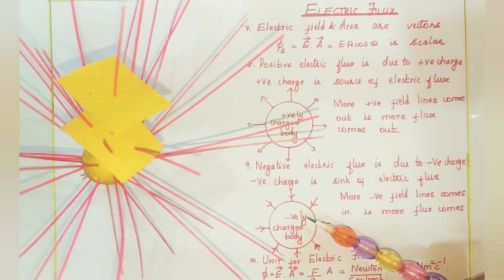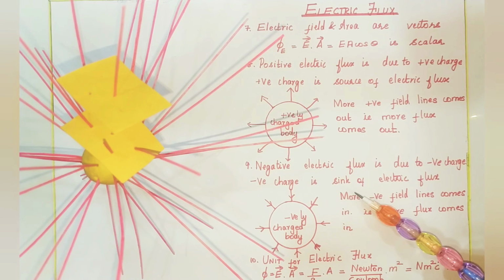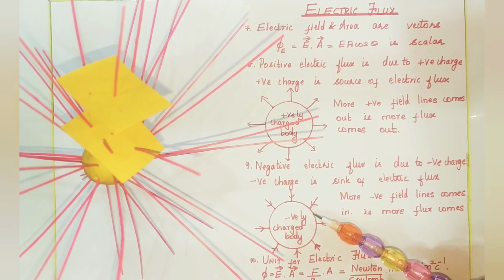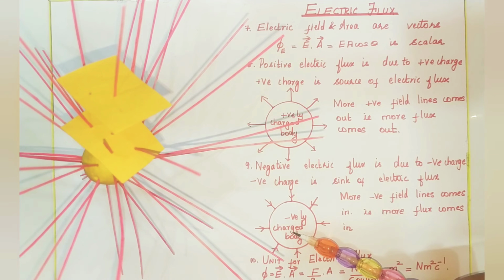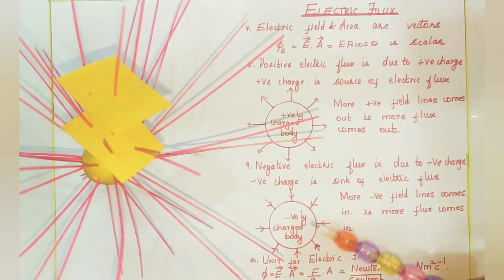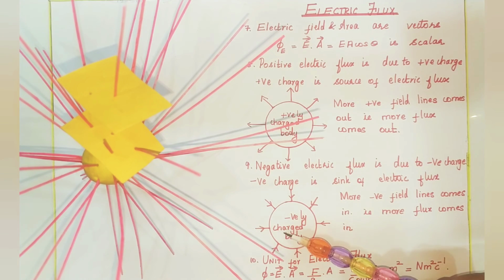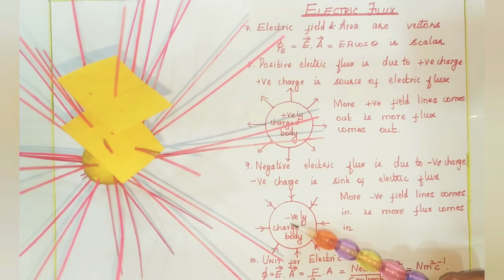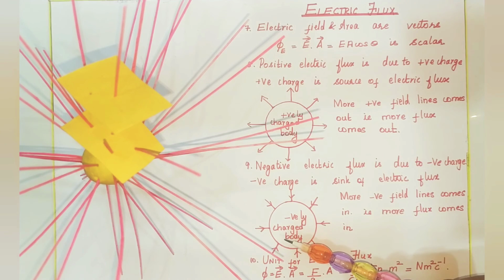And the next is the negative electric flux, which is due to a negative charge. Here we know that for a negative charge the lines will be pointing inwards. That is, a negative charge acts as a sink of the electric flux. More electric field lines will be coming in. That is, more electric flux comes in. That is, negative electric flux is due to the negative charge.